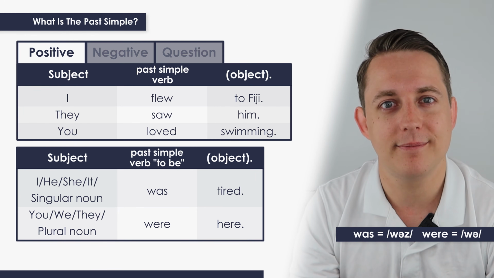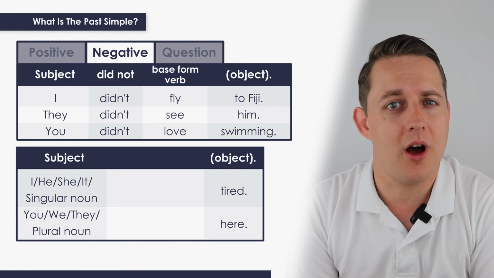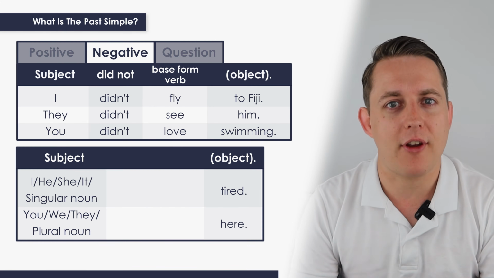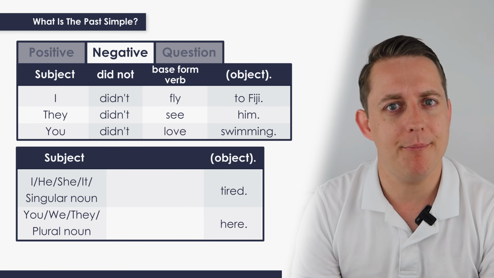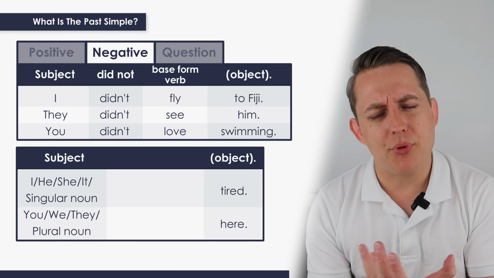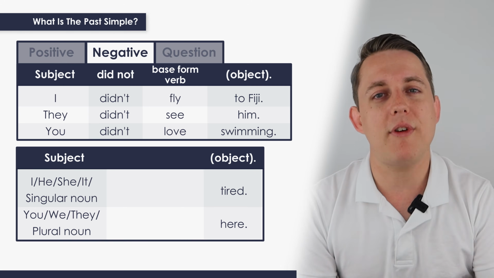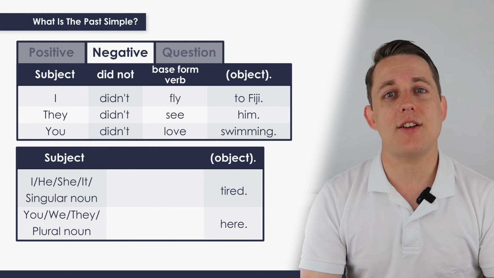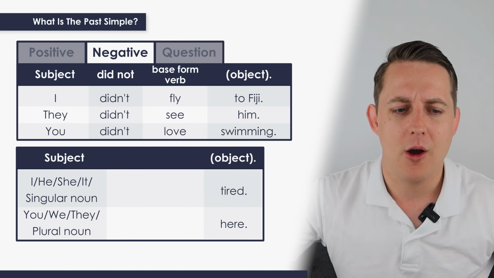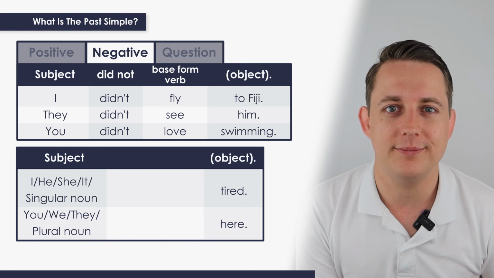To make a negative sentence, we need didn't and the base form of the verb. That's the present tense form of the verb. I didn't fly to Fiji. They didn't see him. You didn't love swimming. So why are we using the present tense verb to make a past simple sentence? The reason is we have did. Did already tells us that this whole sentence is in the past simple. We don't need two words to tell us that. Did already does that job.